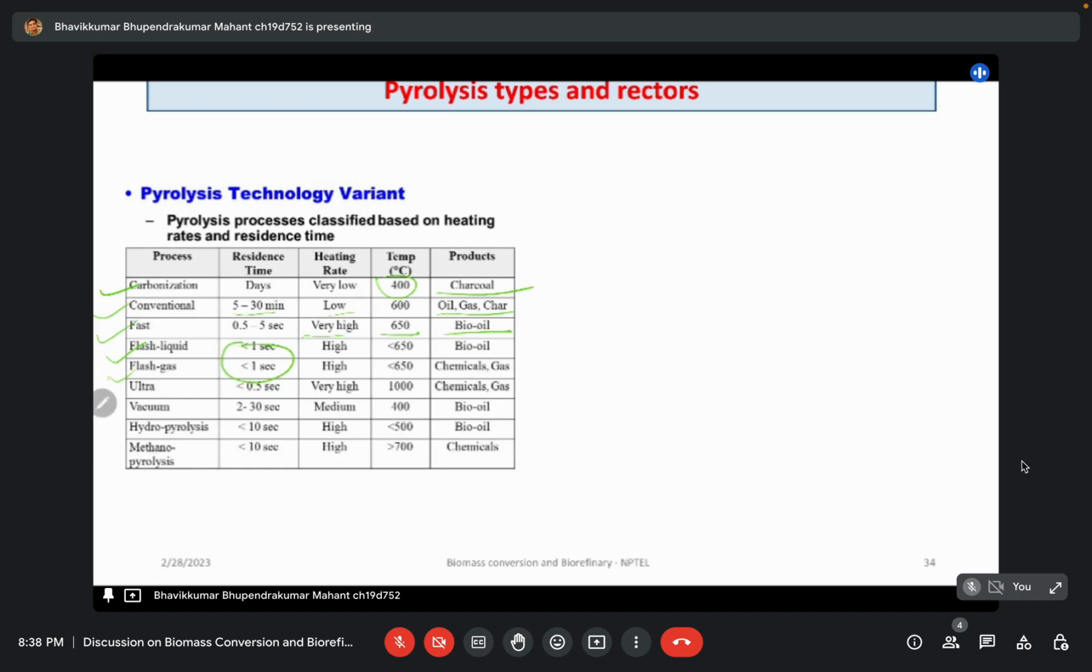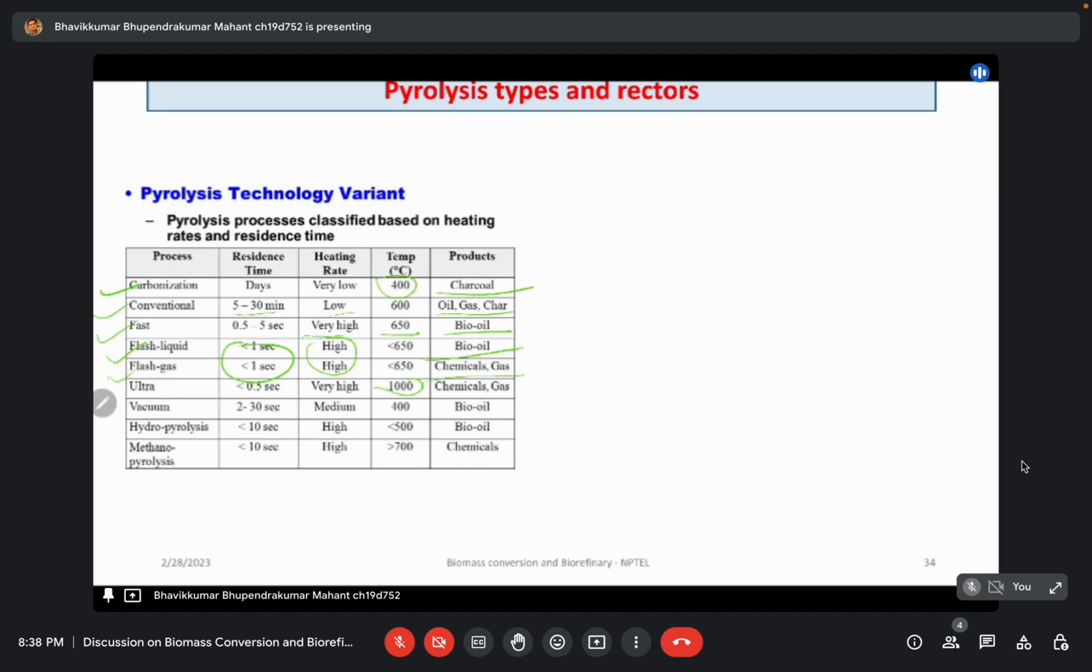Both have less than 1 second residence time. The whole reaction takes place with our biomass residence time lower than 1 second. The heating rate is much higher, around 650 degrees or more. You get bio-oil. If you have flash gas, then you get chemicals and gas. You have ultra flash, which requires a residence time of less than 0.5 seconds. Heating is very high, around 1000 degrees centigrade. You will get chemicals and gas.